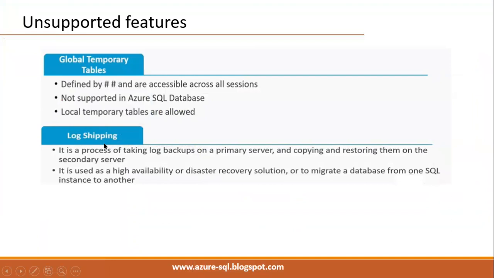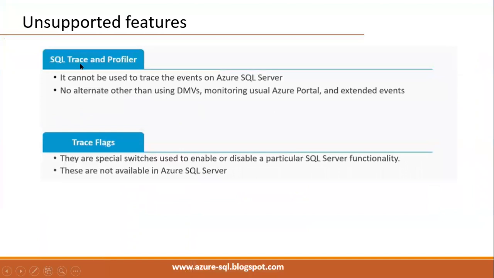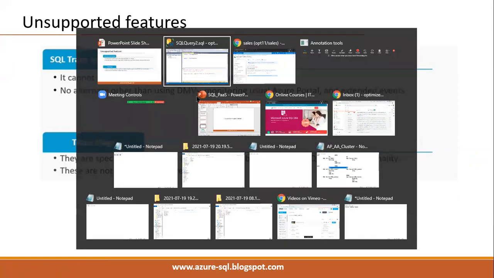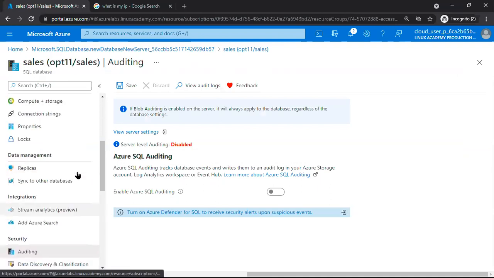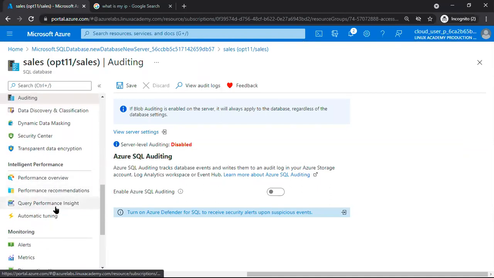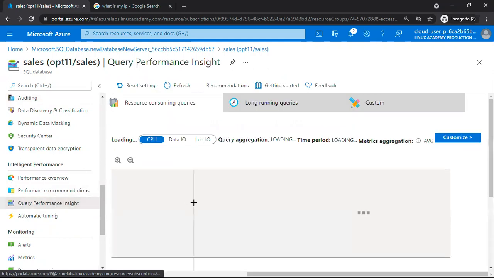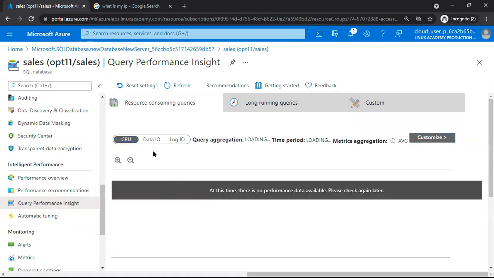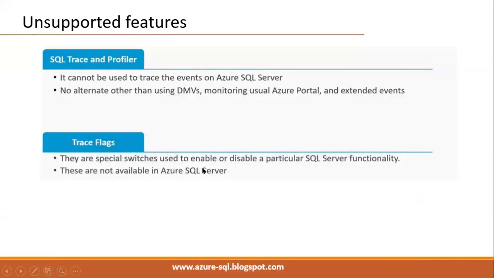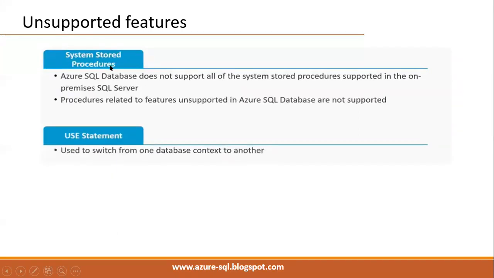So next, log shipping is not supported. SQL trace flags are not there here. Profiler is not there, but by using some DMVs, as well as one more option we have seen, query performance insight, we can capture top queries. We can capture top queries depending on CPU usage, data, log IO, and top running queries. Trace flags are not supported in Azure SQL database.